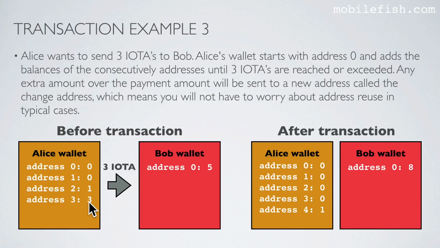We find 3 IOTAs. The 4 IOTAs will be sufficient to fulfill the transaction. 3 IOTAs are sent to Bob. Bob's wallet has a balance of 8 IOTAs. The balance of address 2 and 3 are completely spent. As you can see over here, 0 and 0. 4 IOTAs minus 3. The 1 IOTA is sent to a new address in Alice's wallet, as you can see over here.